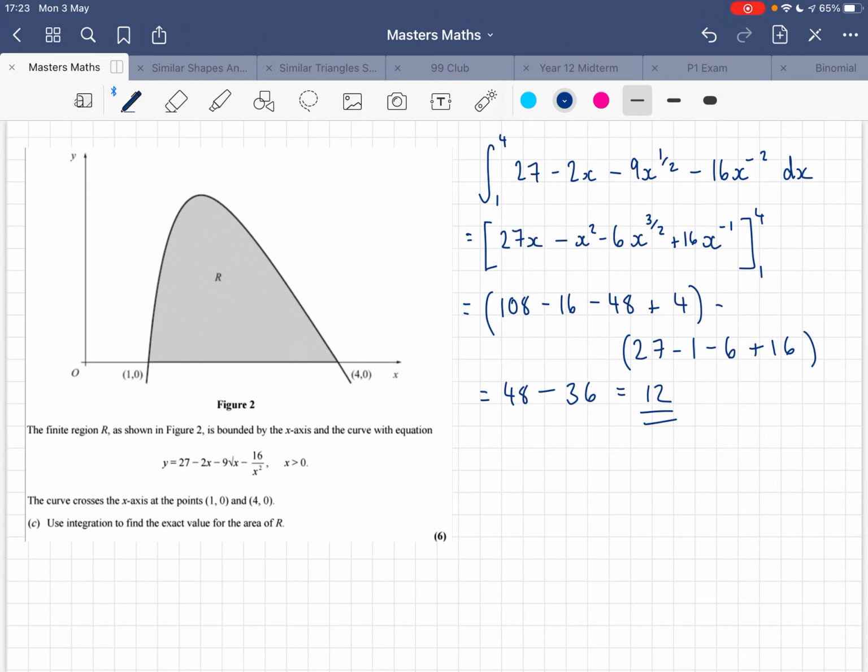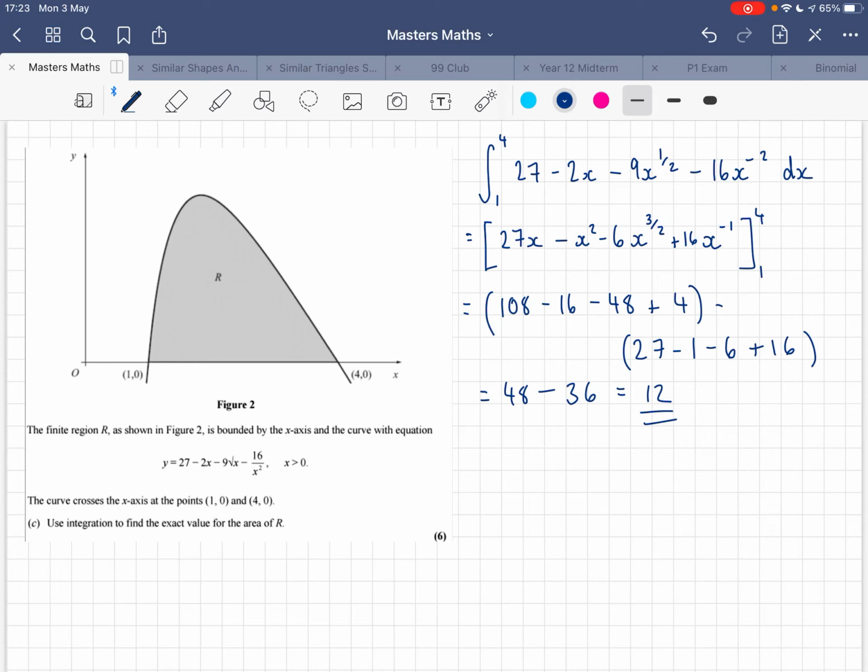And again, that's it. That's all we had to do. The integration was more difficult because of the negatives and the fractions, but they gave us the roots, so we didn't have to do that. Quite a nice question. If you could get a 6-mark question like that on an exam paper, you'd be winning. That's a lot of marks for a pretty straightforward question. But yeah, that's area under a curve.